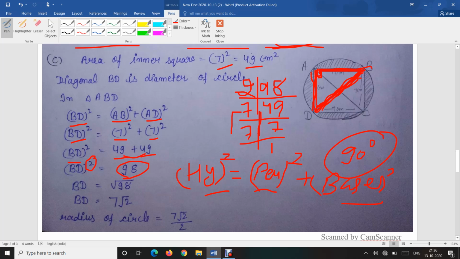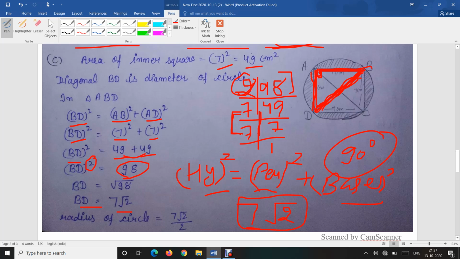Here this 7 and this 7 together make a pair, that means we can write these two 7s only once because this is making a pair. But these two do not have any pair, so we have to write this 2 under the square root. That means the square root of 98 is 7 root 2. So the value of BD is 7 root 2.